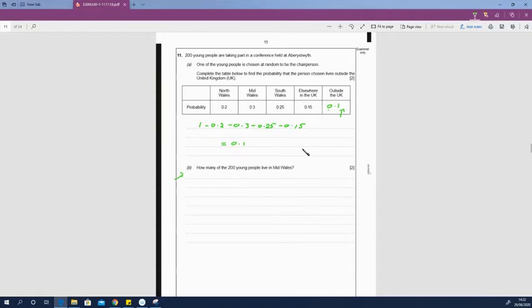Question B, how many of the 200 young people live in Mid Wales? Well, the probability that somebody lives in Mid Wales is 0.3. So 0.3 of 200 young people live in Mid Wales. So if we do that calculation, 0.3 of 200 young people is 60 people. So 60 people live in Mid Wales.